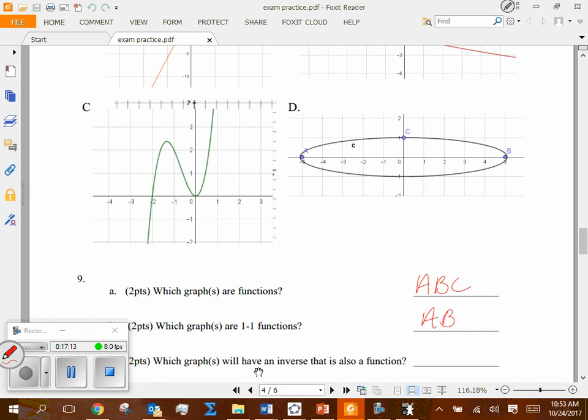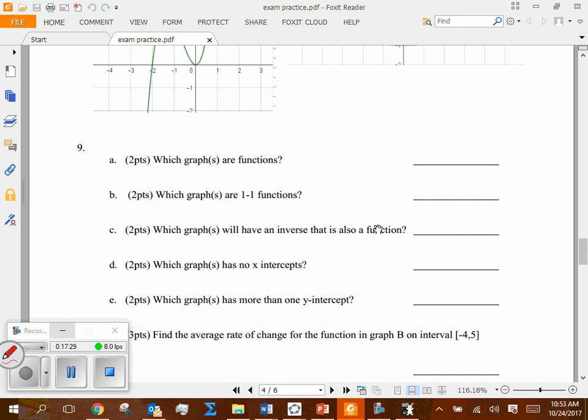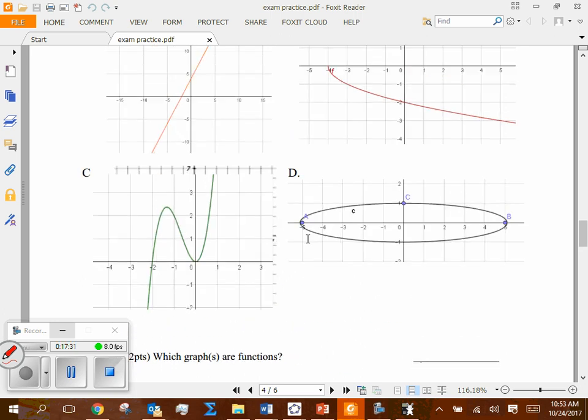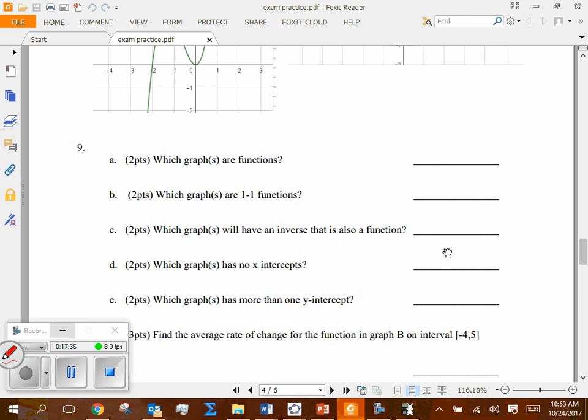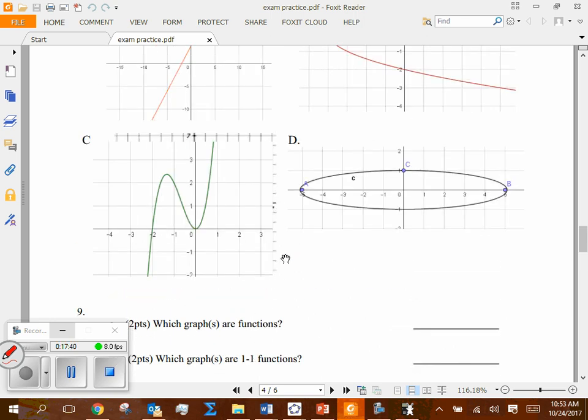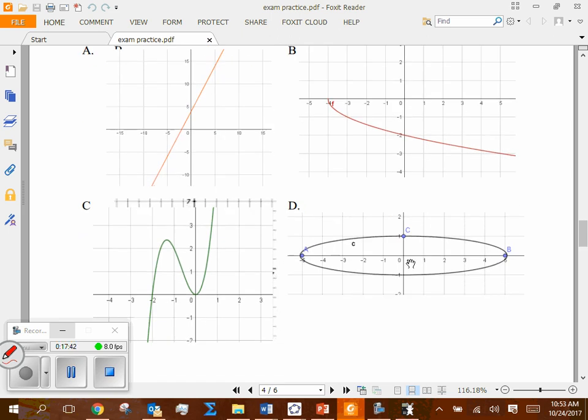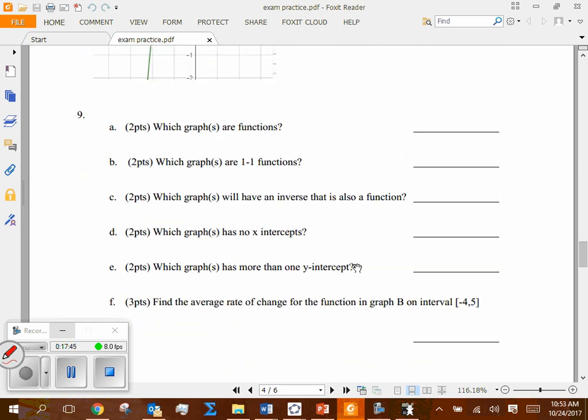It says which graphs will have an inverse that is also a function? Well, the ones that are 1 to 1 are the only ones that are going to have an inverse that is 1 to 1 as well. So A and B are the only ones that have inverses. Let's see what the rest of the questions are. It says which graphs have no x-intercepts? They all have x-intercepts, so NA or none. Which graphs have more than one y-intercept? Okay, so we're seeing that graph D has more than one y-intercept.